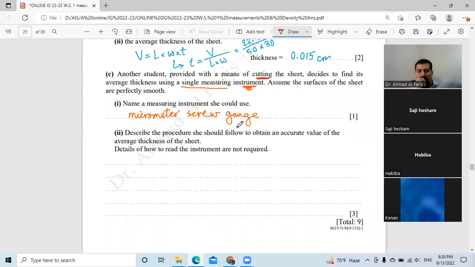Why are there 3 marks? I told you last time, every time they ask about instruments, how we can use it. First step, I need, bravo, thank you, Tina, I need to check the zero error. First, check the zero error.